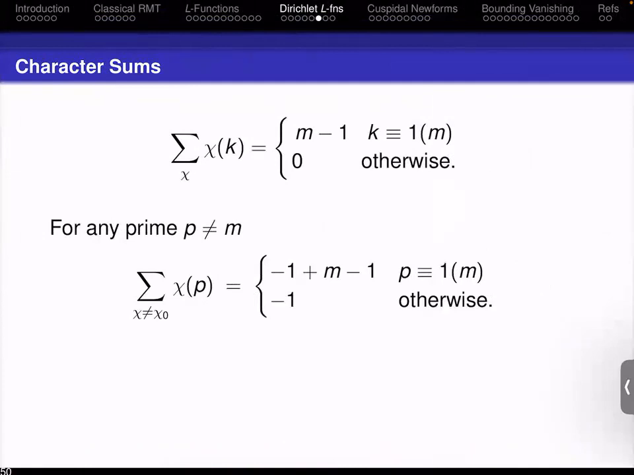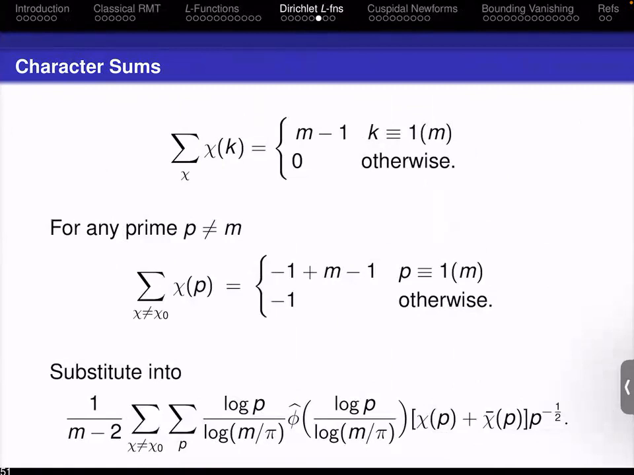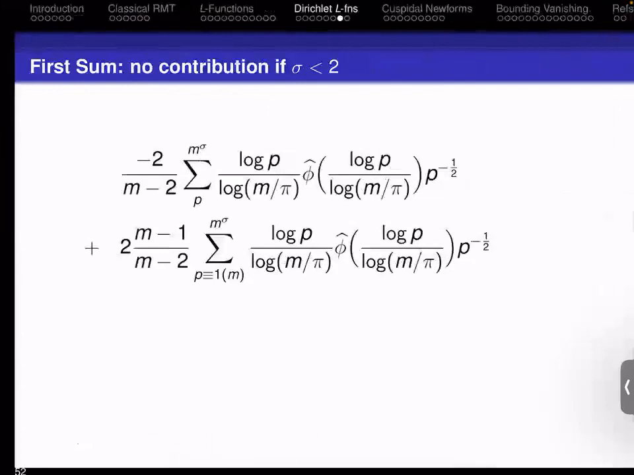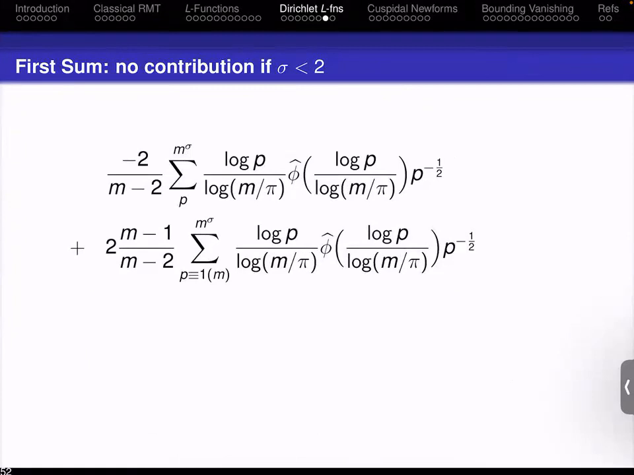I then just feed this into my formula, and now I can calculate what these sums are for the sums over primes. When I put this in, I'll have two different terms to study. The first one, I have a one over m minus two, and a sum over primes. As long as m to the sigma is my support, so my test function is zero outside of minus sigma to sigma, once p is larger than m to the sigma, phi hat vanishes. So I only have to sum primes up to m to the sigma. This is where that support restriction comes in. I only have to study primes up to a certain point.